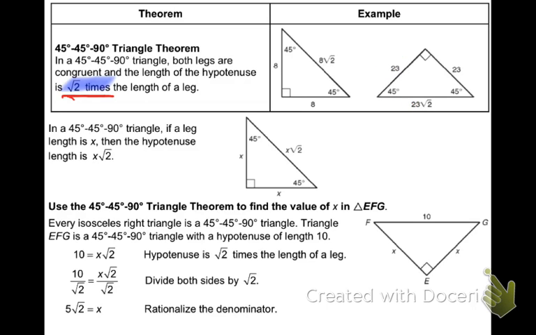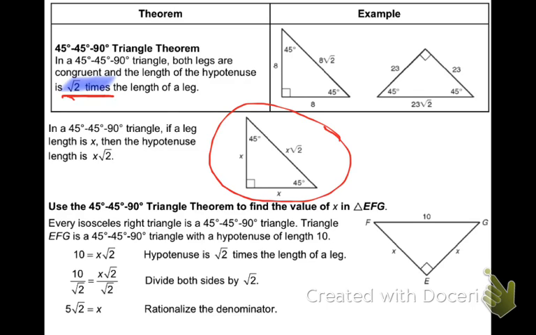Let's say I do the same thing, and make it 7. What's my hypotenuse? 7 square root of 2. Let's do another one. Let's say I have 111. What's my hypotenuse? 111 square root of 2. Notice, every time, it is the relationship of the square root of 2.